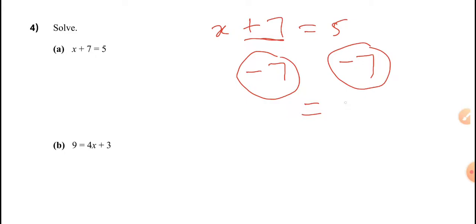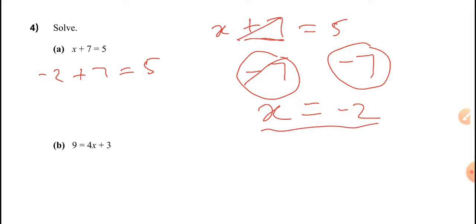So what's 5 take away 7? It's minus 2. And on this side the plus 7 and minus 7 cancel out, so x is equal to negative 2. So just to check if it works, negative 2 add 7 is equal to 5? Yes it is. So that's how we know it's correct. So in this question 4a, x is equal to negative 2.